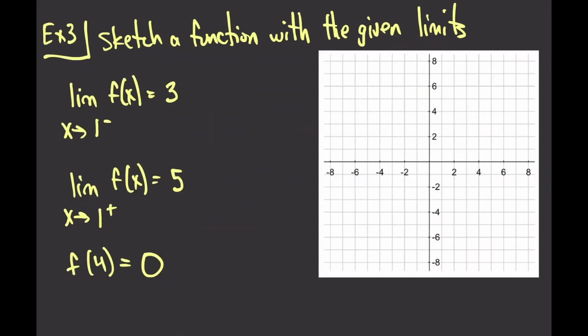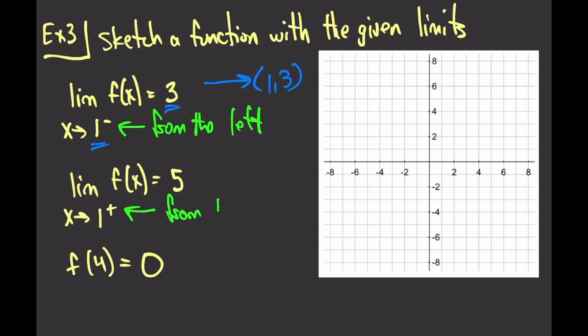Next one. Sketch a function with the given limits. All right, so again, this right here, if it says x approaches 1 with a minus sign, we say x approaches 1 from the left. Okay, so from the left, I'm going to point to the coordinate 1, 3, because remember, the limit is the y value. Okay, and I'm going to go on and do the whole thing before I make my sketch. So this one here, from the right. So coming from the right, I need to point to 1, 5.